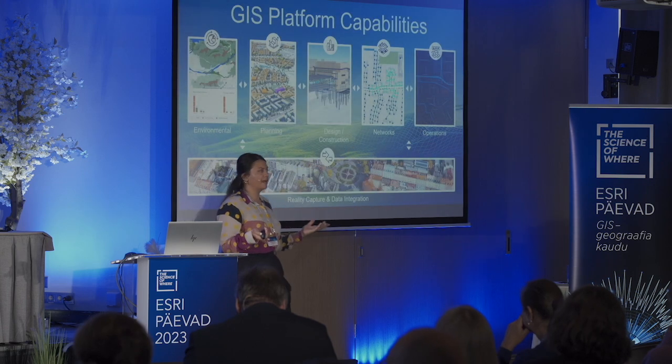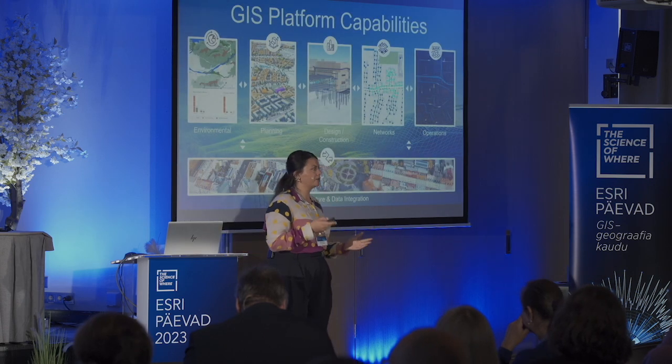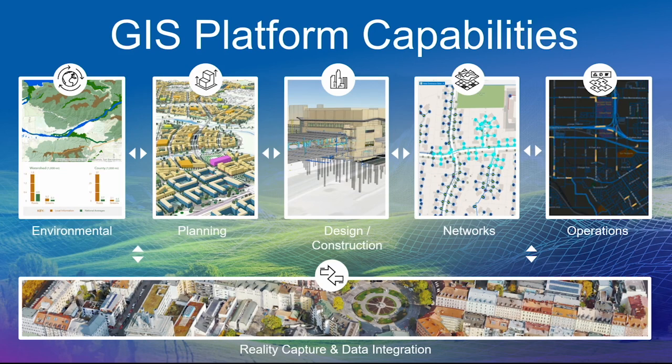And so GIS platform capabilities allow you to construct the environmental twin, the planning twin, and the design and construction twin. These are the twins that you will hear about in the next conversations during this day, but I will concentrate on the networks and operations twin, and it all connects with reality capture and the ability to integrate with other systems you have and enterprise platforms.